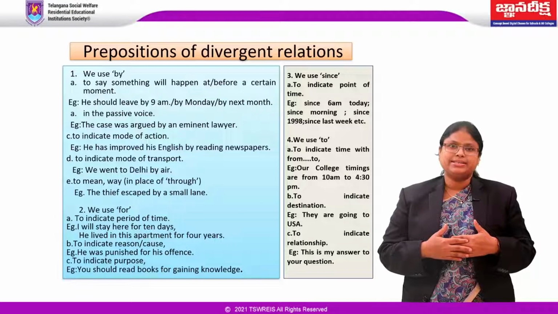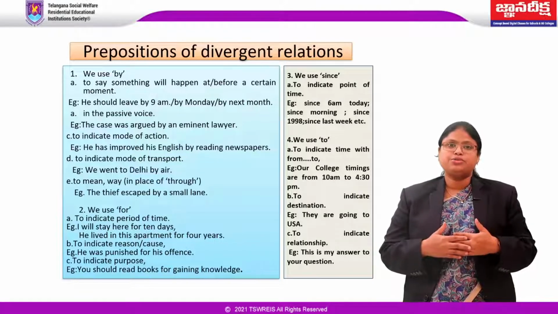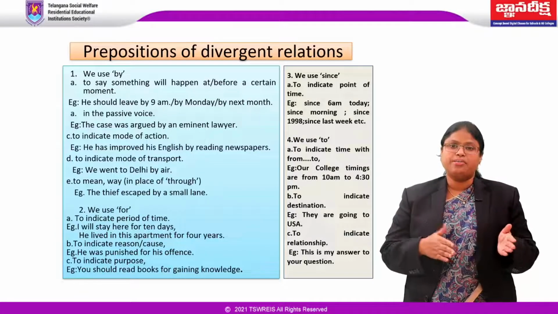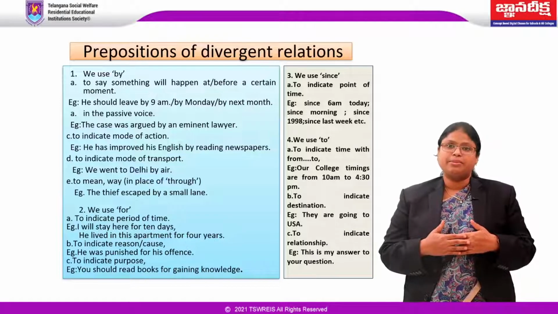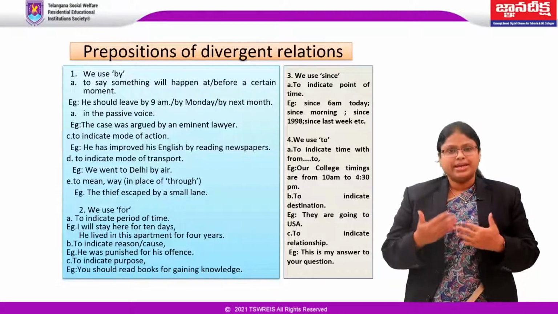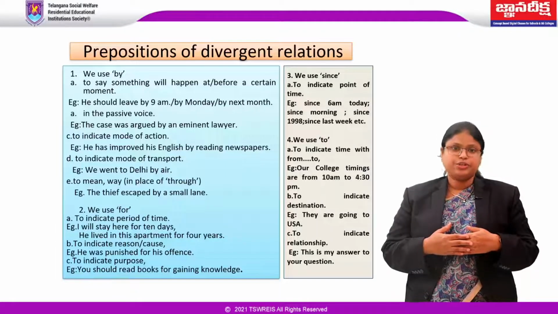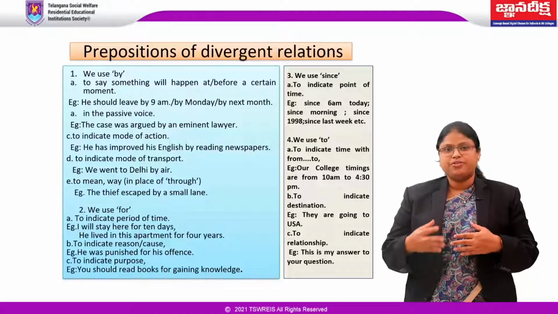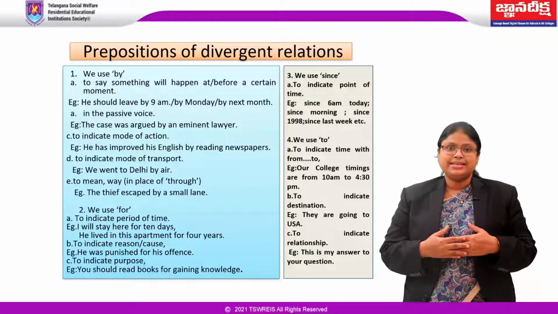The fourth one is to. We use to indicate time with from and to. Our college timings are from 10 a.m. to 4:30 p.m. To indicate destination, they are going to USA. To indicate relationship, this is my answer to your question.